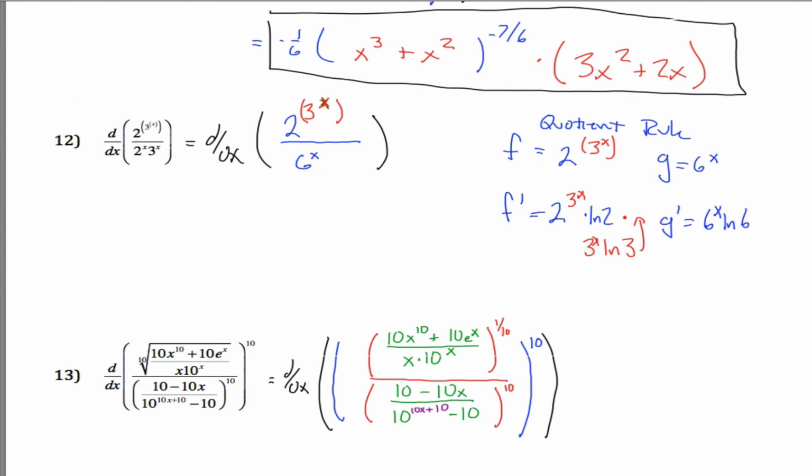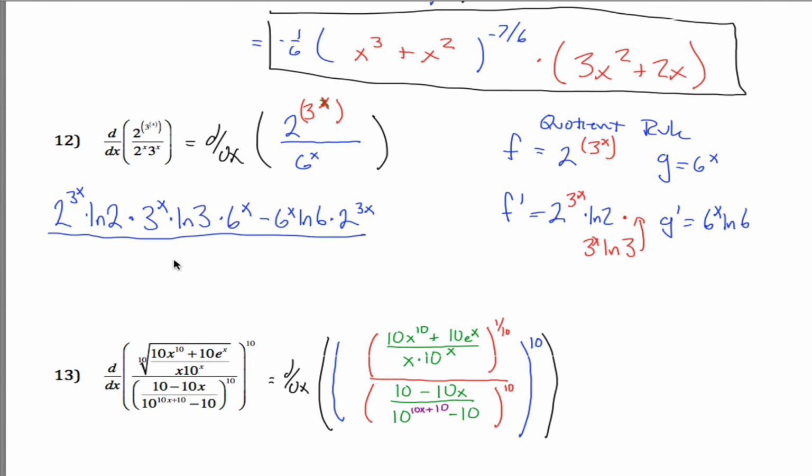So if I put all these pieces back together using the quotient rule, I got f prime, which is 2 raised up to the 3 to the x power, times the natural log of 2, times 3 to the x, times the natural log of 3. This is all f prime. I want to multiply that by g, which is 6 to the x. From that, I want to subtract g prime, 6 to the x natural log of 6, times f, 2 raised up to the 3 to the x. And I want to divide that entire mess by g squared, 6 to the x, squared. You can clean this up a whole bunch if you want to. I don't want to, so this is my final answer.